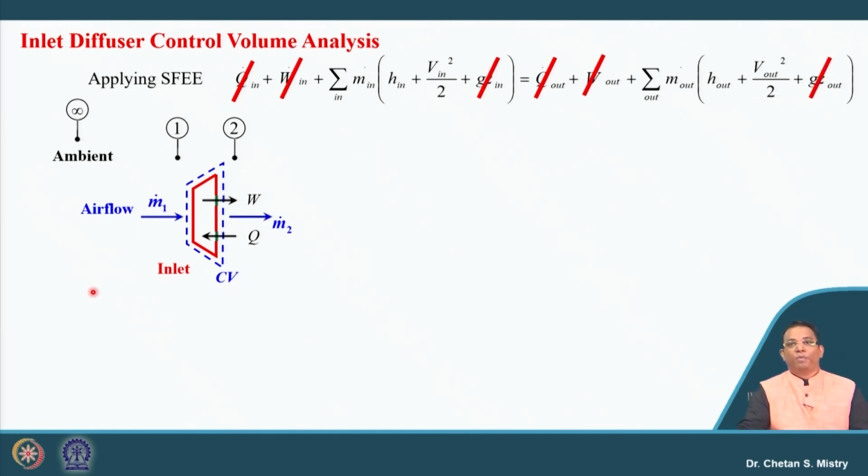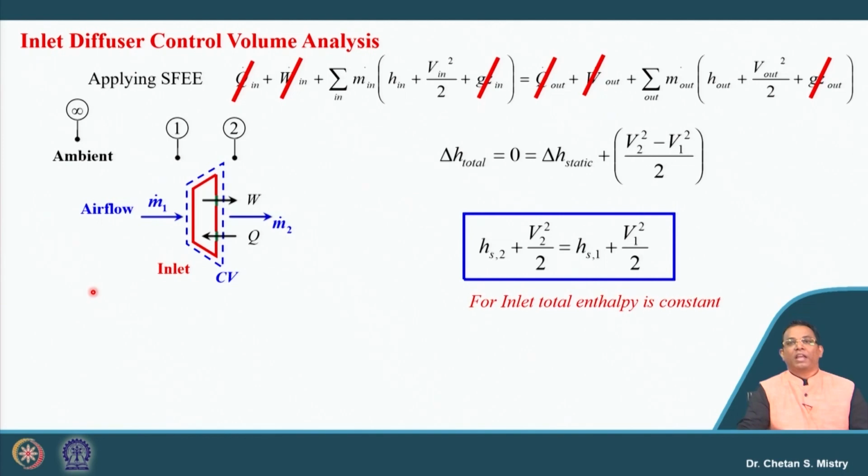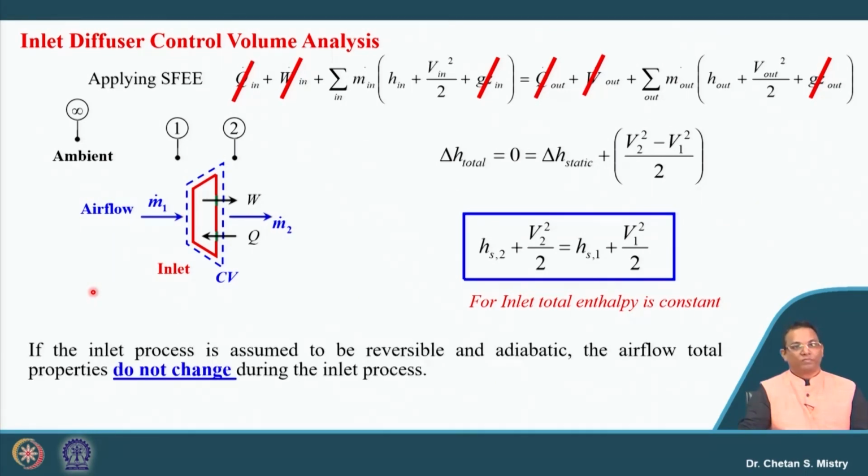Here my Q is 0, my W is 0, and if I put the elevation also as 0, then my delta H is nothing but delta H static plus the velocity term. Rewriting that, it says H plus V square by 2 equals Hs plus V1 square by 2. This represents a very important property that we call my total enthalpy. It says my total enthalpy remains constant.